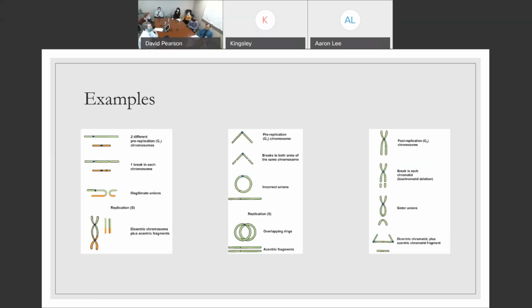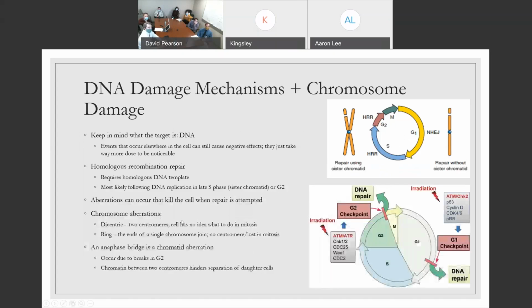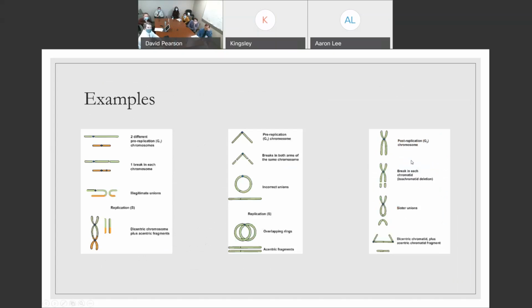So I have a question. These first two, we call it chromatid, and the last one chromosome, isn't it? So this is saying two different pre-replication chromosomes. So I think, but the break just happens at one chromatid. Right. I think, yeah, like you're saying, this would be in a chromatid, perhaps more accurately. But this is ending up.